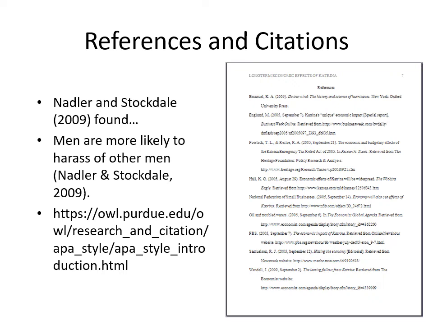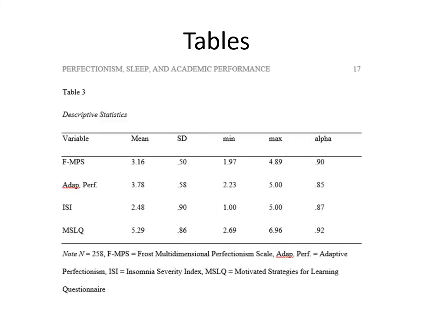The other way is you simply provide what they found. For example, men are more likely to harass other men. And then after the statement, cite, parentheses, Nadler, ampersand. So again, we're not spelling out "and," we're using a symbol. The second or third or fourth or fifth, or however many authors there are, comma, the year, and then close that parentheses. You can find a lot of information on how to cite various items in various places on the website that's listed here. And again, we will be going over this in lab.